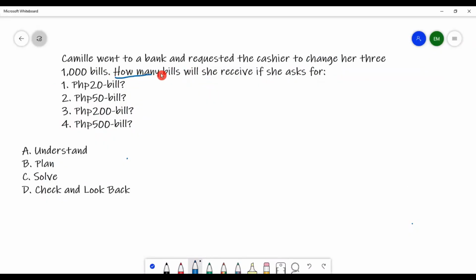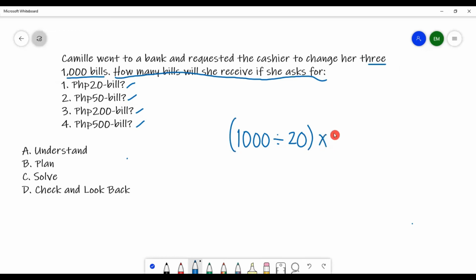Based from the problem, how many bills will she receive if she asks for 20 peso bill, 50 peso bill, 200 peso bill, and 500 peso bill is being asked, while 3 1,000 bills and 20 peso bill, 50 peso bill, 200 peso bill, and 500 peso bill are the given facts. Now, we're going to divide 1,000 by 20 and then multiply it by 3. Therefore, the operations that we're going to use are division and multiplication.